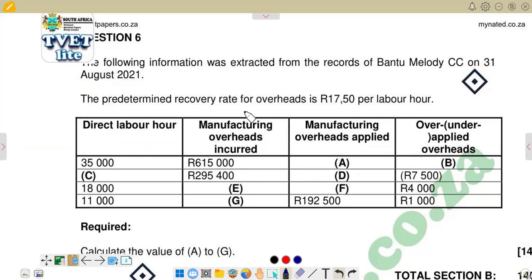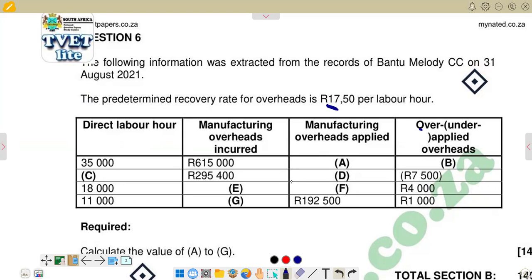The predetermined recovery rate for all overheads is 17 Rand 50 per labor hour. Then we're given a table with columns for direct labor, manufacturing overheads incurred, manufacturing overheads applied, and over and under applied overhead. So what it means is when it's over, it's going to be a positive figure. When it's under, it's going to give us a negative figure since we put under in our brackets. So this is what we have.